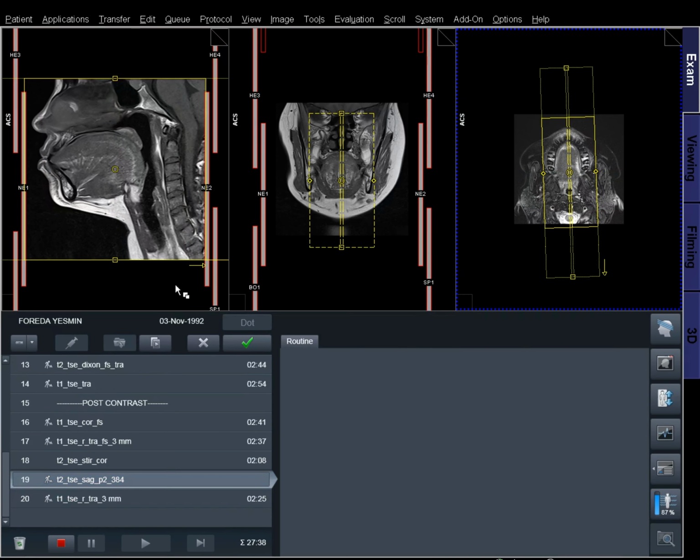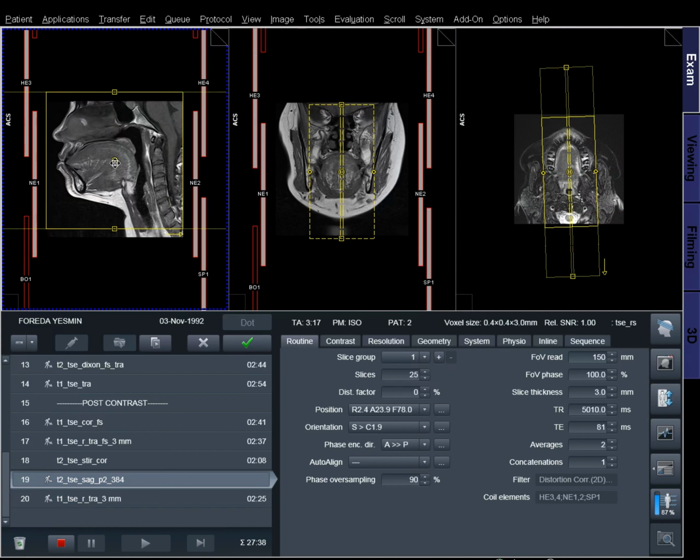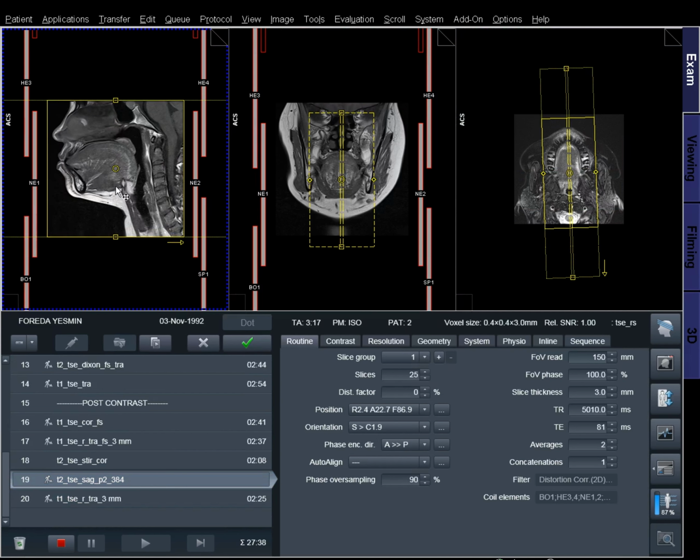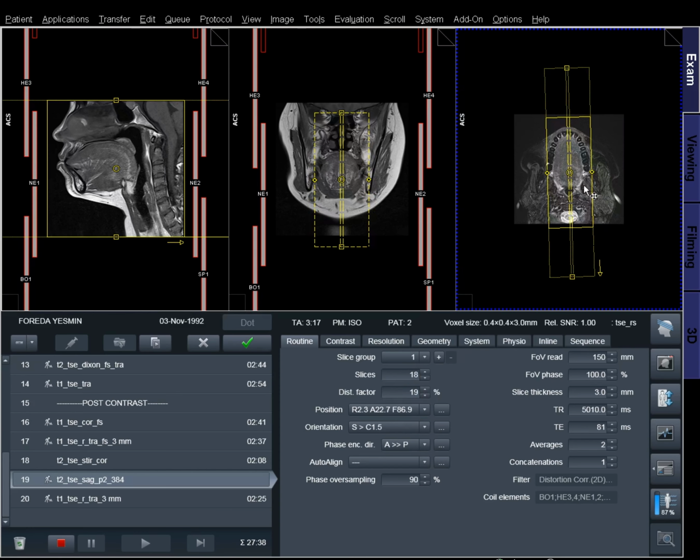T2 CSE Sagittal Planning. Plan the sagittal slices on the axial plane and angle the positioning block parallel to the nasal septum. Check the positioning block in the other two planes. An appropriate angle parallel to the nasal septum must be given in the coronal plane. The slices should be sufficient to cover the face from the right pinna to the left pinna.